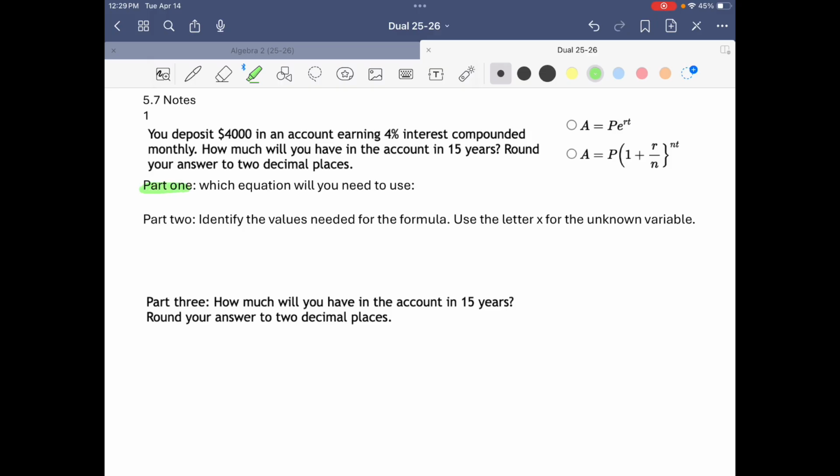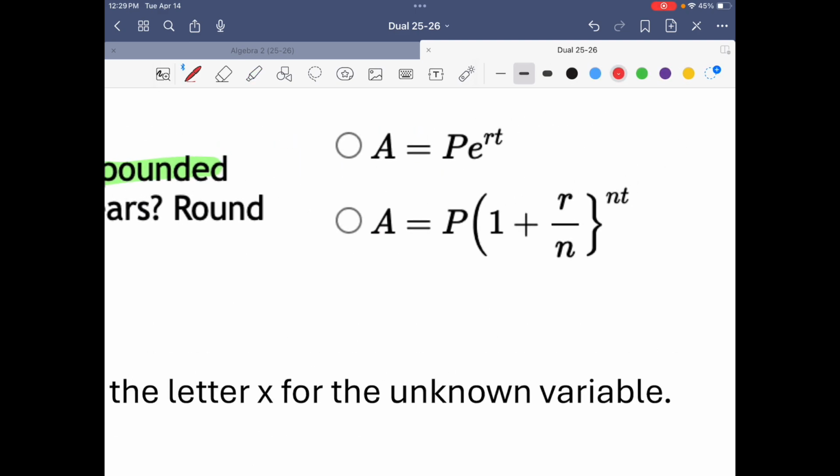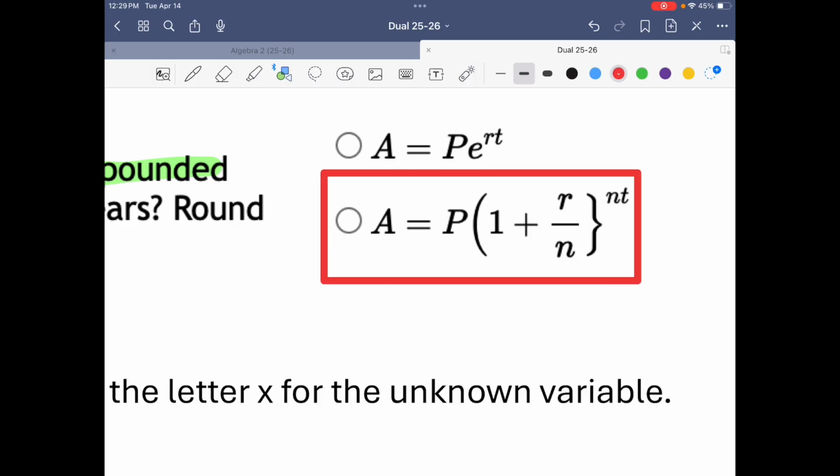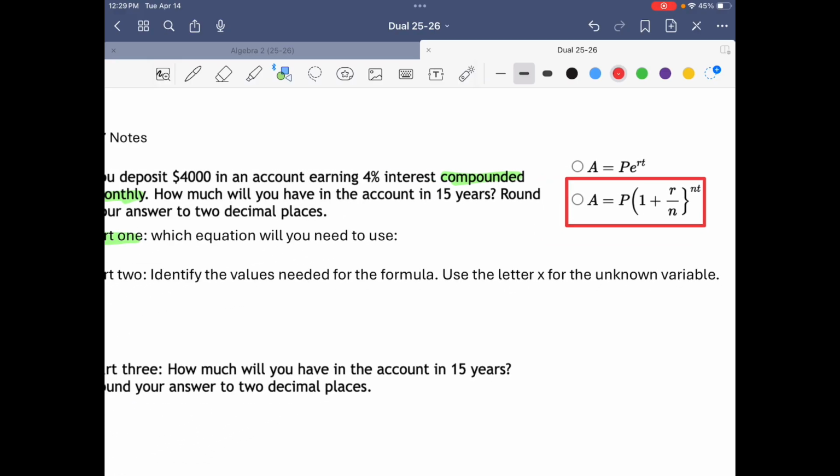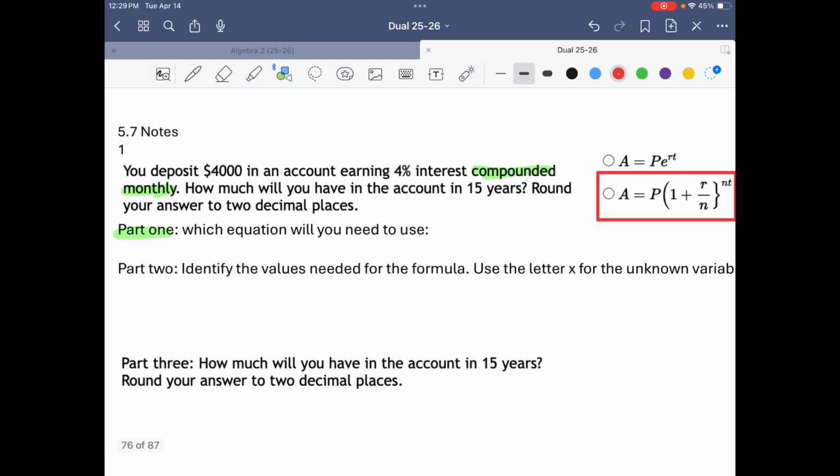Well, as soon as you see compounded monthly, or compounded daily, or compounded quarterly, semi-annually, stuff like that, that means you are gonna use the second formula. You're gonna be using this formula right here. Again, you use that when it says compounded quarterly, monthly, daily, semi-annually, stuff like that, okay? That's the formula you're gonna use.